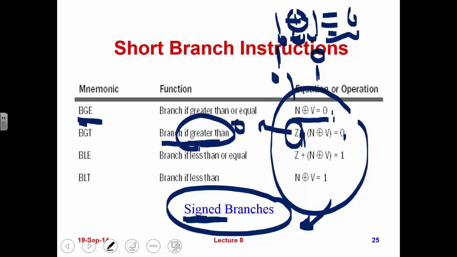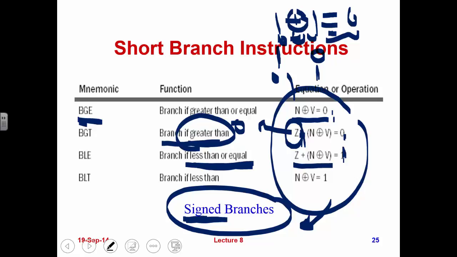So this is 0, but here we go. The opposite case of branch if greater than is branch if less than or equal. If less than or equal, then it means what? When we OR the Z together with the XOR of N and V, and it is equal to 1, that's going to branch. We call it BLE.